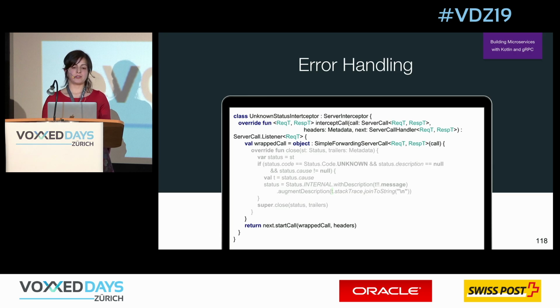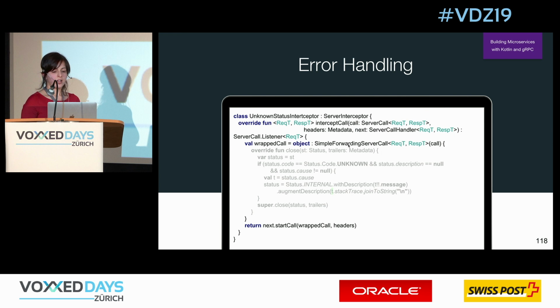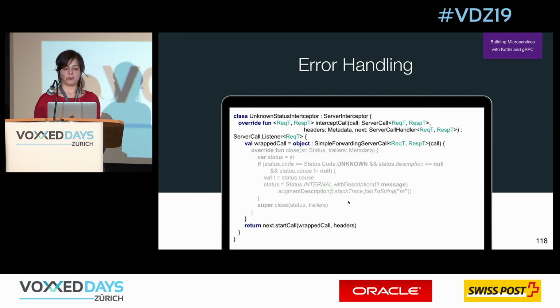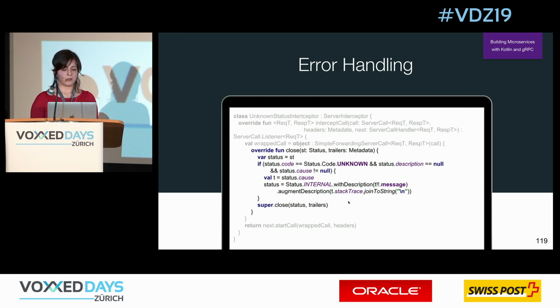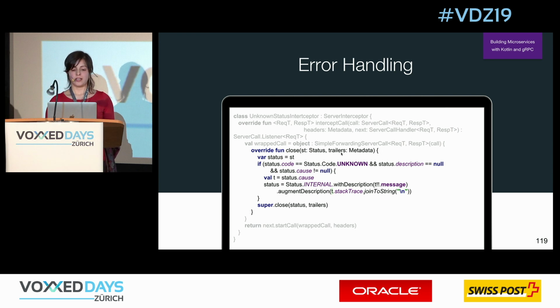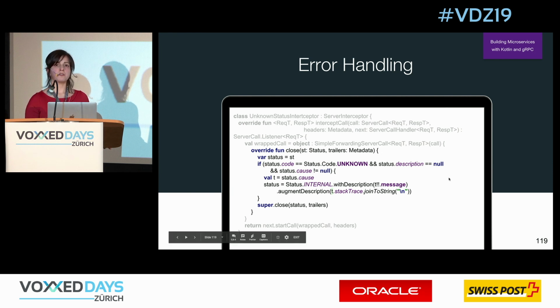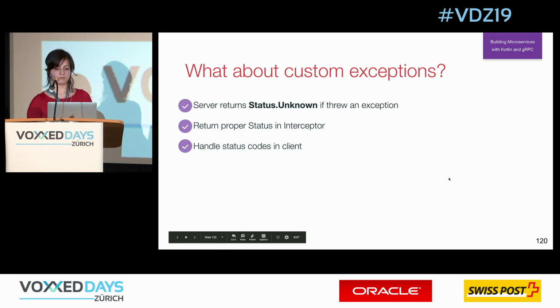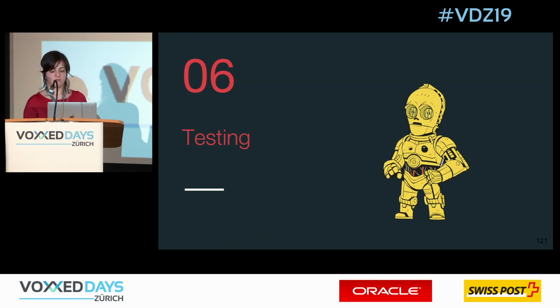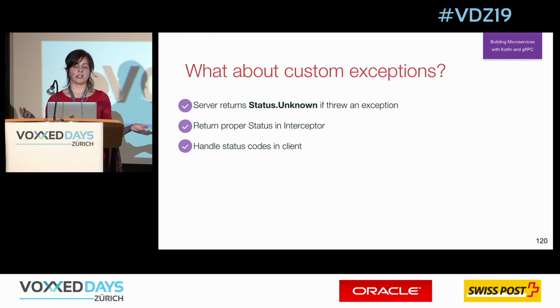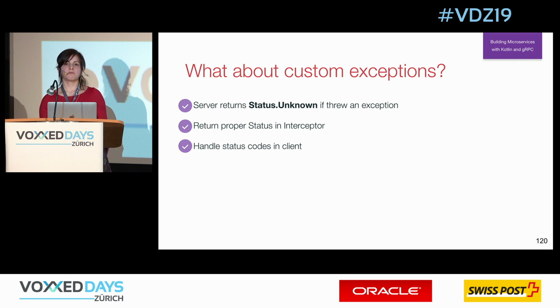So again, you're doing the same stuff, you're doing the same interceptor, but instead of overriding method run, we are overriding method close. So in close, you have access to status code and to metadata. And here you can do some logic and substitute your status code with something that you need. So it's just an example. You can write your own interceptor. And of course, you need to handle the status code somehow in your client. That's all about custom exceptions.